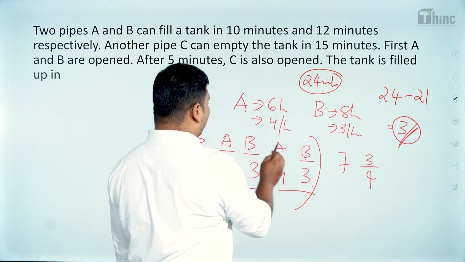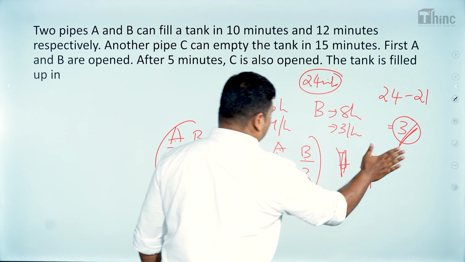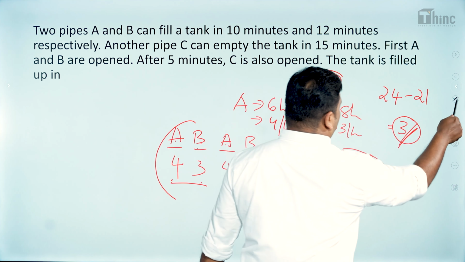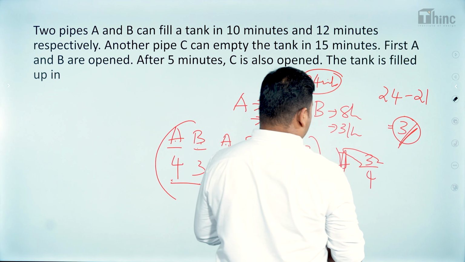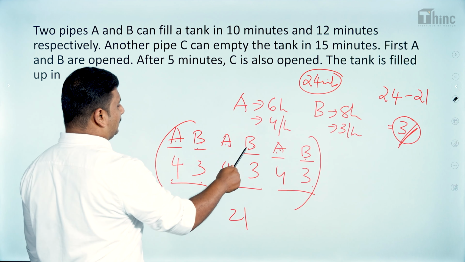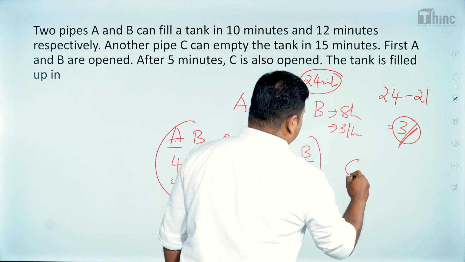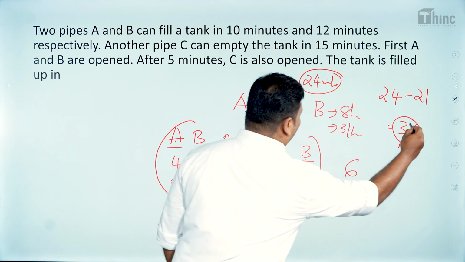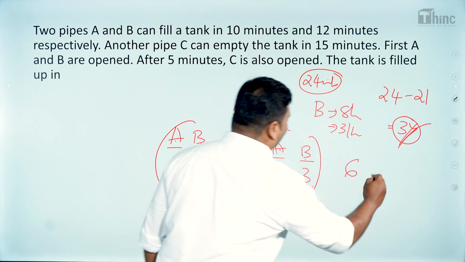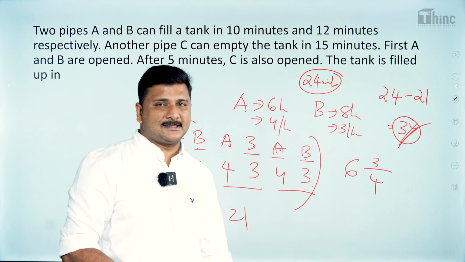So 1, 2, 3, 4, 5, 6. So 6 hours gone already, 21 units done. So out of 24, 21 units is done in 6 hours, right? Now 3 more units is left over. Next hour A will do 4 units. So for doing 3 units, I need 3 by 4 more hours. So 6 and 3 by 4 hours is the correct answer.